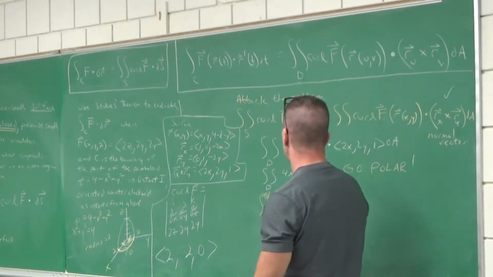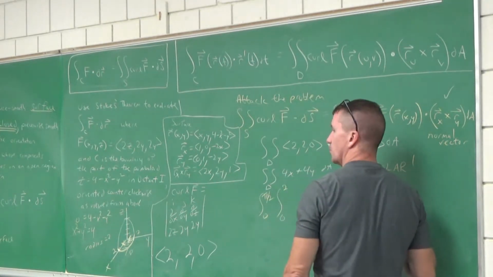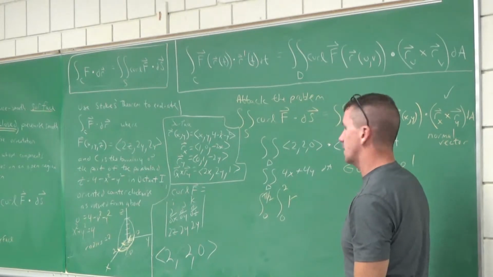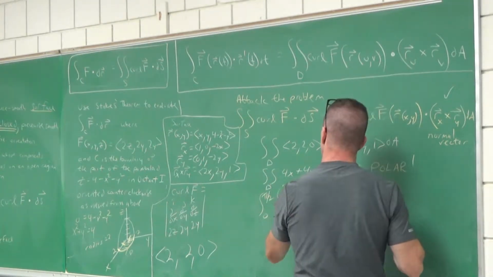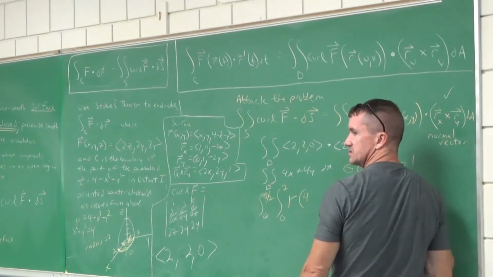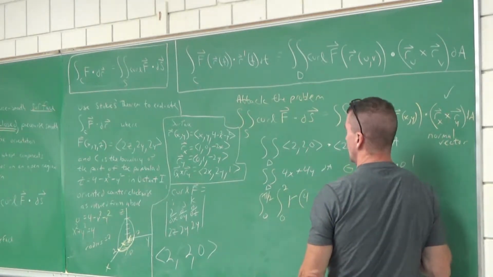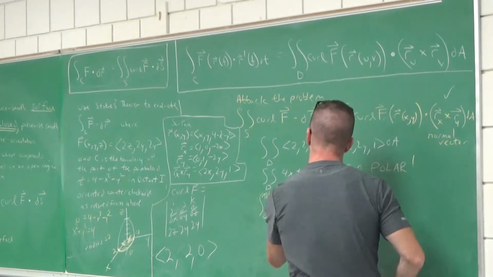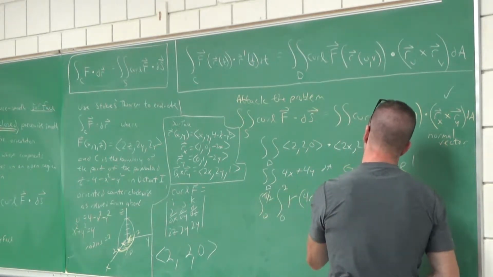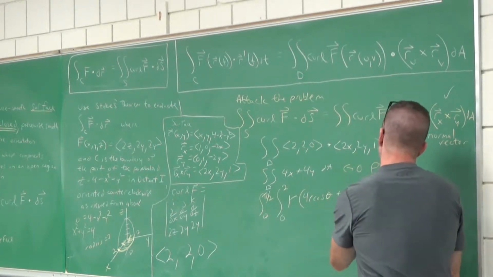Cool. Now, if I'm going polar, what letter's automatic? R. You already have theta. What does x become though? Is x r cosine theta or just cosine theta? It's r cosine theta. So this is what I'm getting in here. Yeah, but it's still easier than going Cartesian.